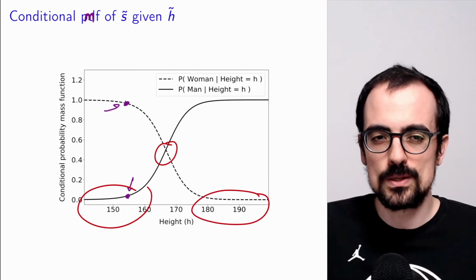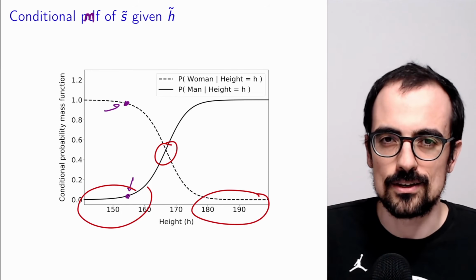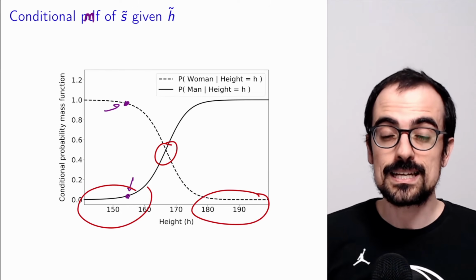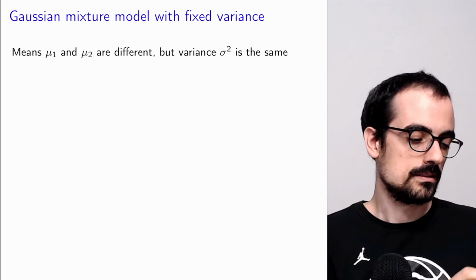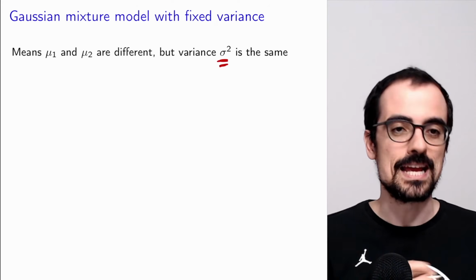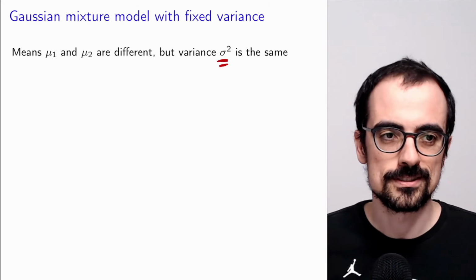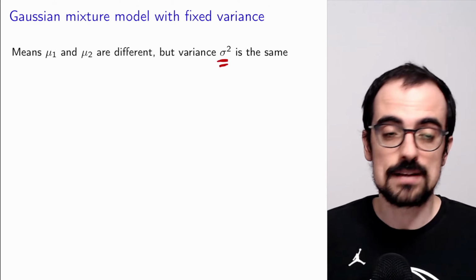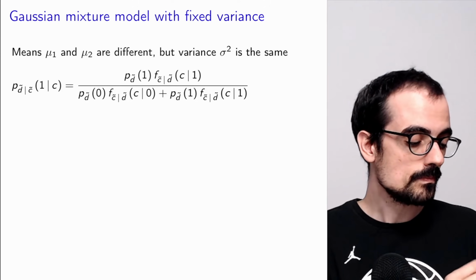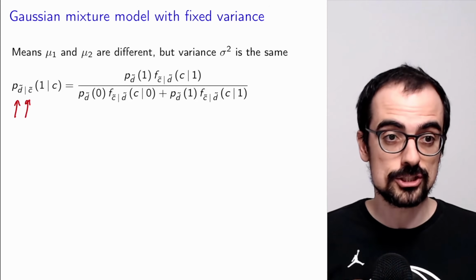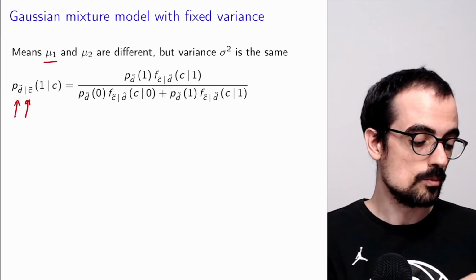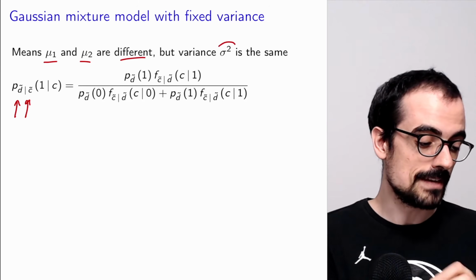Again, you might be wondering, this actually looks kind of like a logistic function. Well, you would get a logistic function in a special case where the variance would be the same for the two conditionals. So let's take a look. Let's derive the probability of a discrete random variable given a continuous random variable when you have a Gaussian mixture model where you have two means that are different but the same variance.